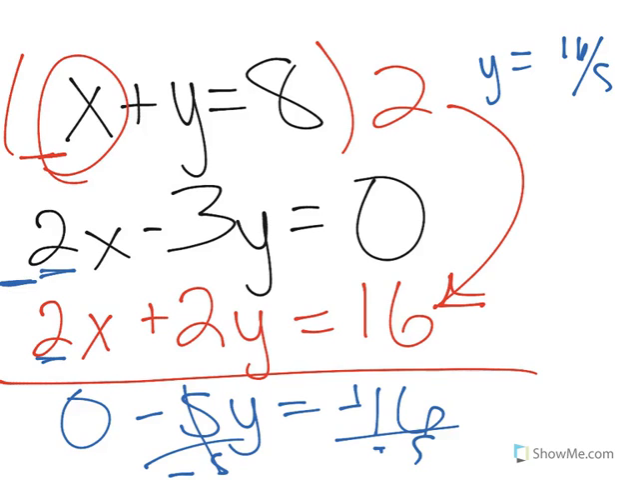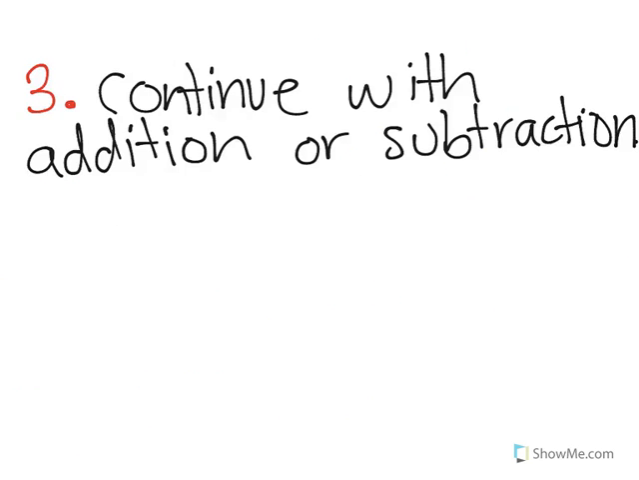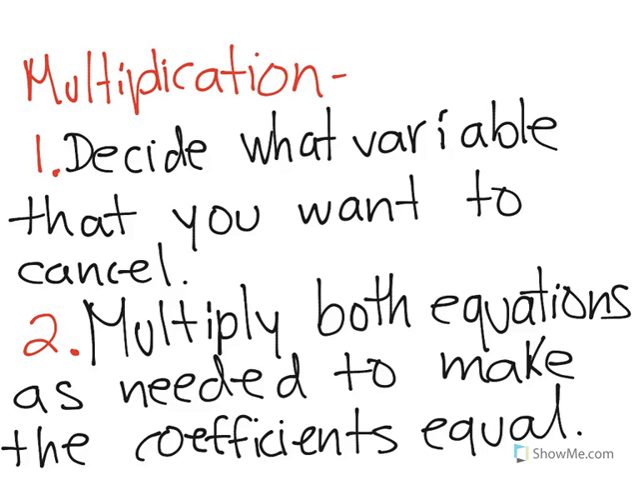And we just find x by plugging that in. So x is, of course, 8 minus 16 over 5, which is just 24 over 5, if I didn't make a careless mistake. Okay, very well. So this is our unique solution in this case. So that is how you use multiplication to solve systems of linear equations.